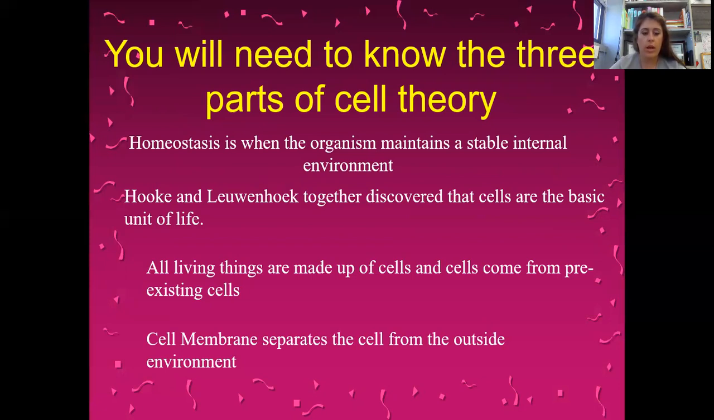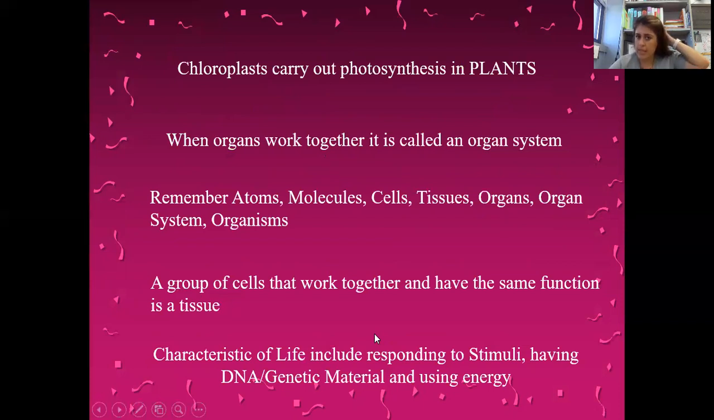The cell membrane, as an organelle, separates the cell from the outside environment. Chloroplasts carry out photosynthesis in plants. And when organs work together, it is an organ system. Remember, atoms to molecules, to cells, to tissues, to organ system, to organisms. When a group of cells work together and have the same function, it is a tissue. And then finally, characteristics of life also include responding to stimuli, having DNA genetic material, and using energy.